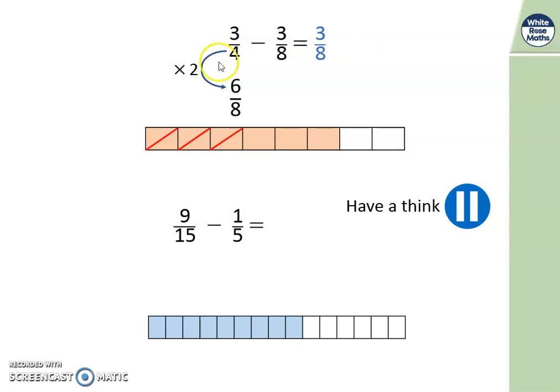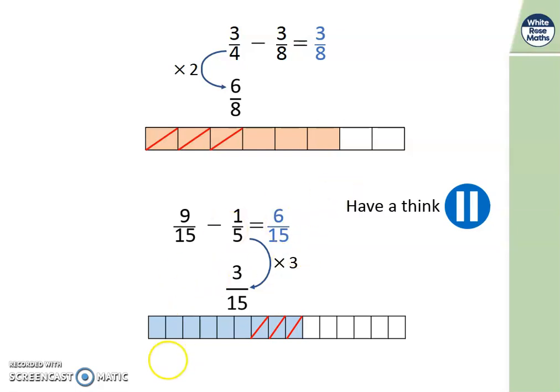Let's see how you did. 9/15 subtract 1/5. We should have applied what we know to change this into 15ths. We would multiply 5 by 3 to make 15. So we multiply the 1 by the 3 also. So it will be 3/15. So we're going to have these 9/15 and we're going to subtract 3 of them. So we're going to cross out 3 of those 15ths, and we're left with 6 of those 15ths.